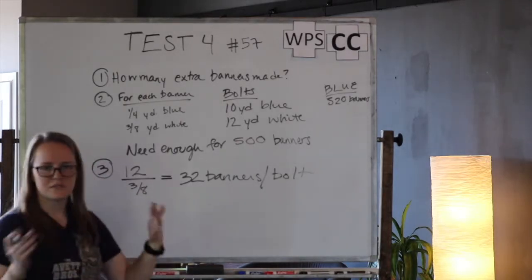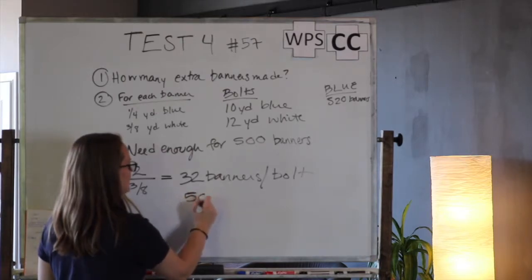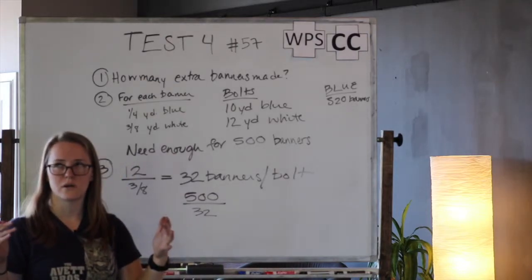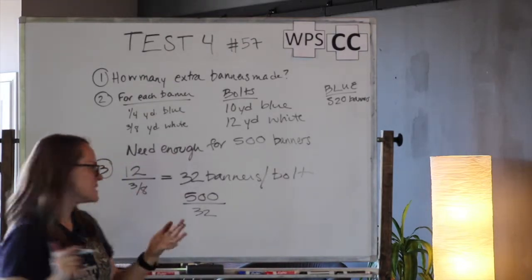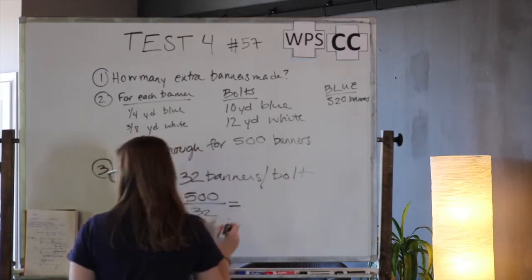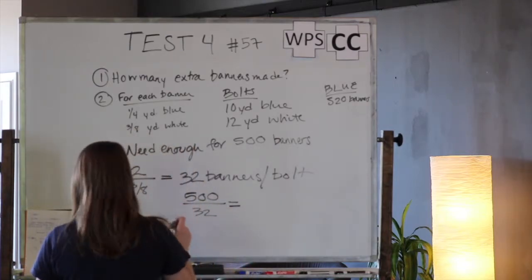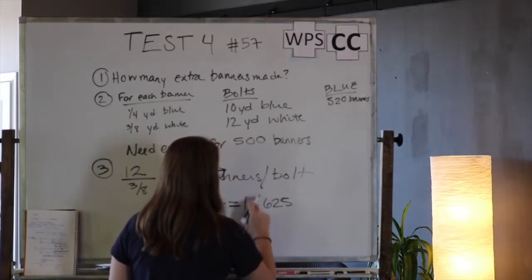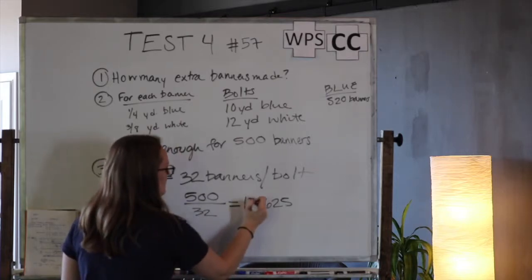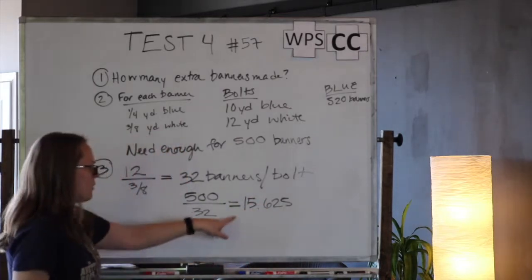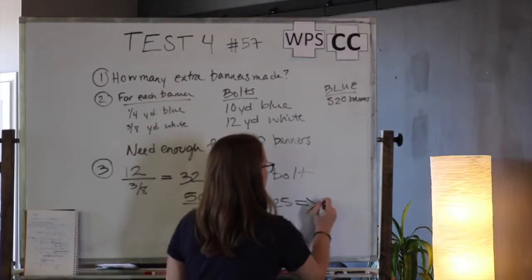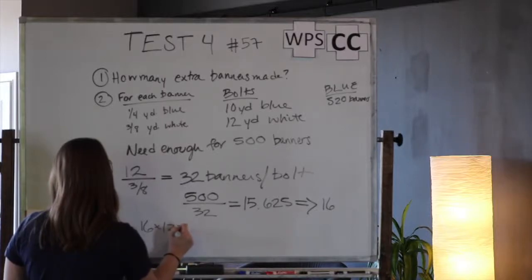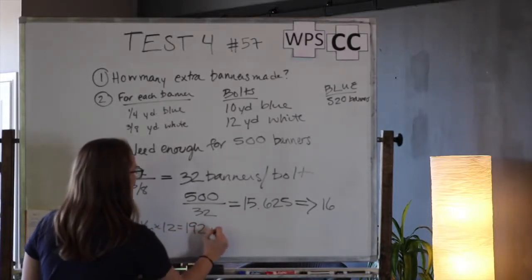So let's figure out, we'll do the same math, 500 divided by 32 to figure out how many bolts they would need to do precisely 500. So 500 divided by 32 works out to be 15.625. Whoop, wrong number. 15.625. And just like we did on blue, we're going to round this up to 16 12-yard bolts. So 16 times 12 equals 192 yards.